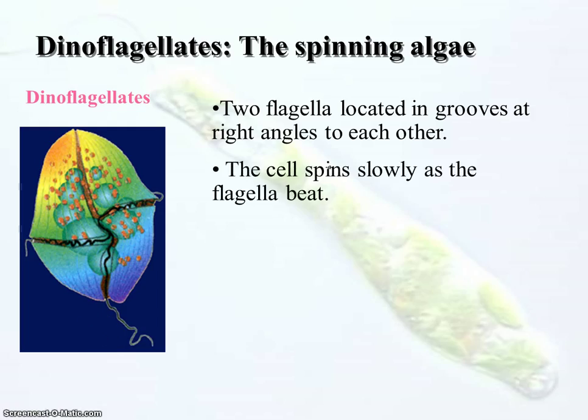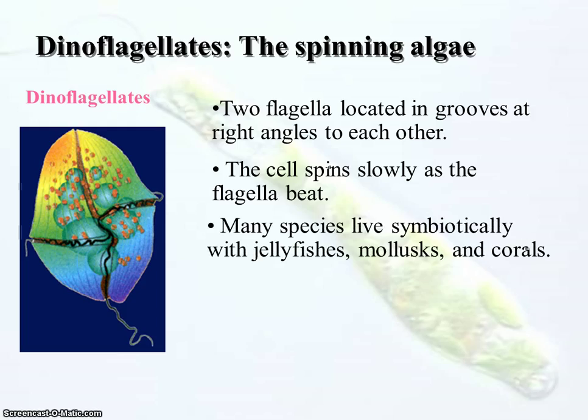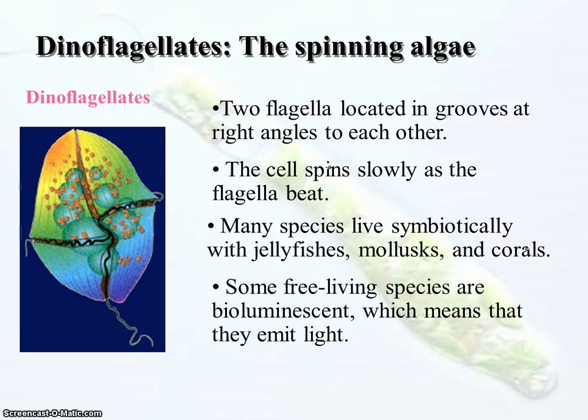And what they allow these particular algae, these spinning algae, these dinoflagellates to do is to slowly spin as they beat the flagella. Okay, so they're not quickly spinning, they're slowly spinning, slowly moving. They carry on symbiotic relationships with jellies and with mollusks and corals. Okay, they provide oxygen and certain nutrients, and then the jellies and mollusks and coral would provide a safe haven, okay, for them, for living space.